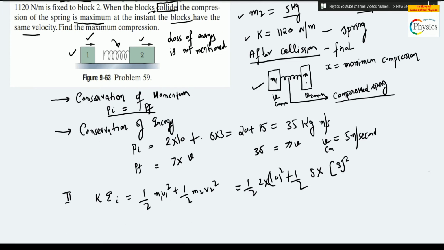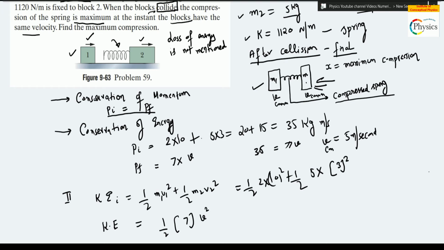The final kinetic energy, right? The final kinetic energy is when the two masses are connected. So after collision, final kinetic energy is of this particular scenario when the two masses are at the same velocity and the spring is at maximum compression, half. The two masses are 2 plus 5, 7, common velocity, v square, right?